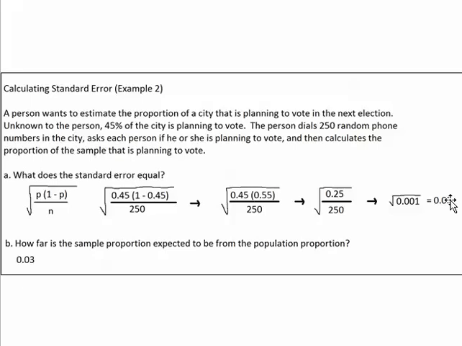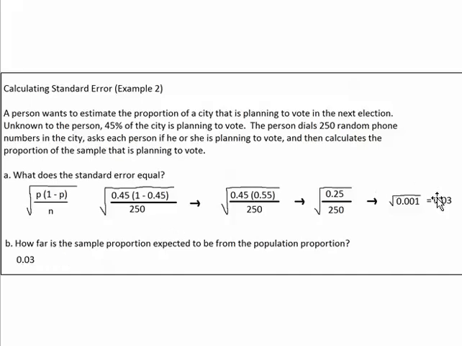That's our standard error. And that standard error is telling us that the sample proportion, or the proportion of the sample that's planning to vote, is likely to be 0.03 away from the population proportion of 0.45. In other words, the sample proportion is likely to be about 0.03 this way or 0.03 out this way. It's likely to be some number between 0.42 and 0.48 because we're expecting a sampling error of roughly 0.03.